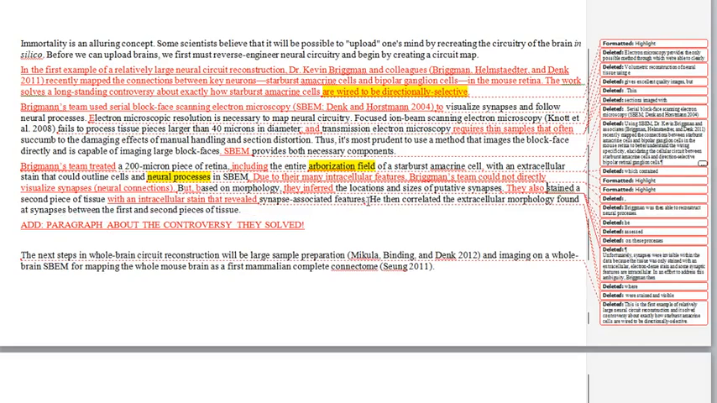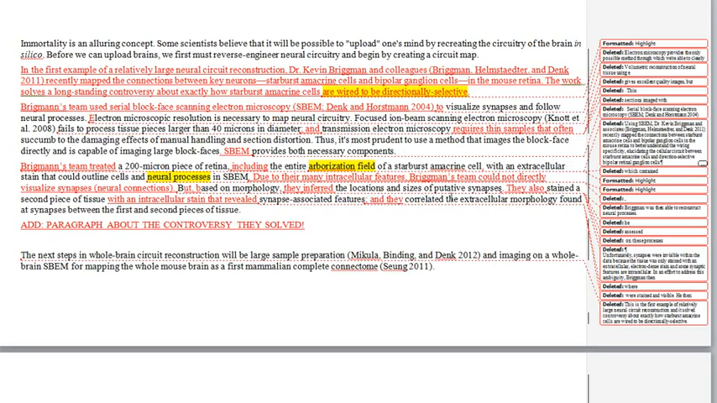And then there's this last thought here. I'm actually going to pull this and make this a complex sentence. So they did this experiment with the second piece of tissue to reveal the synapse-associated features. And I think the idea is to use that information to confirm what they found with the first stain based on morphology. So I think we can tie these two ideas together with a semicolon.